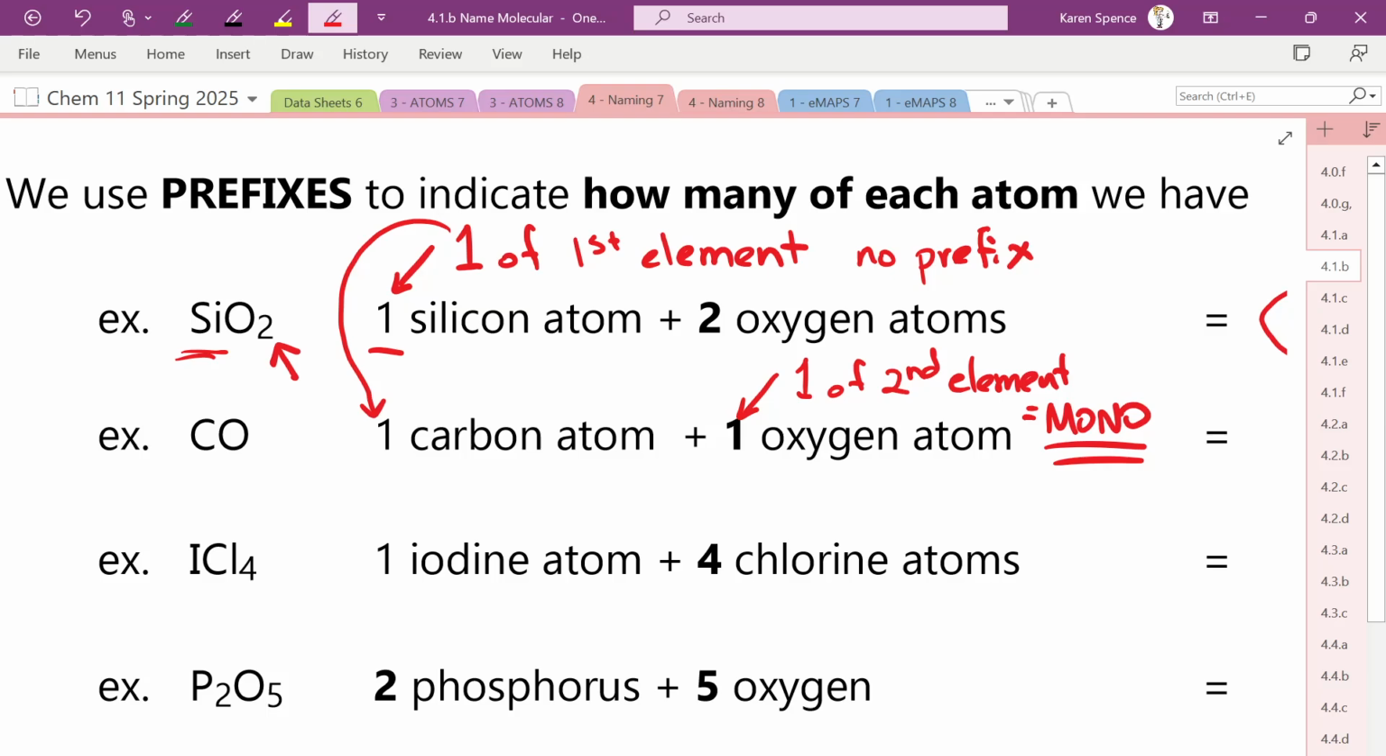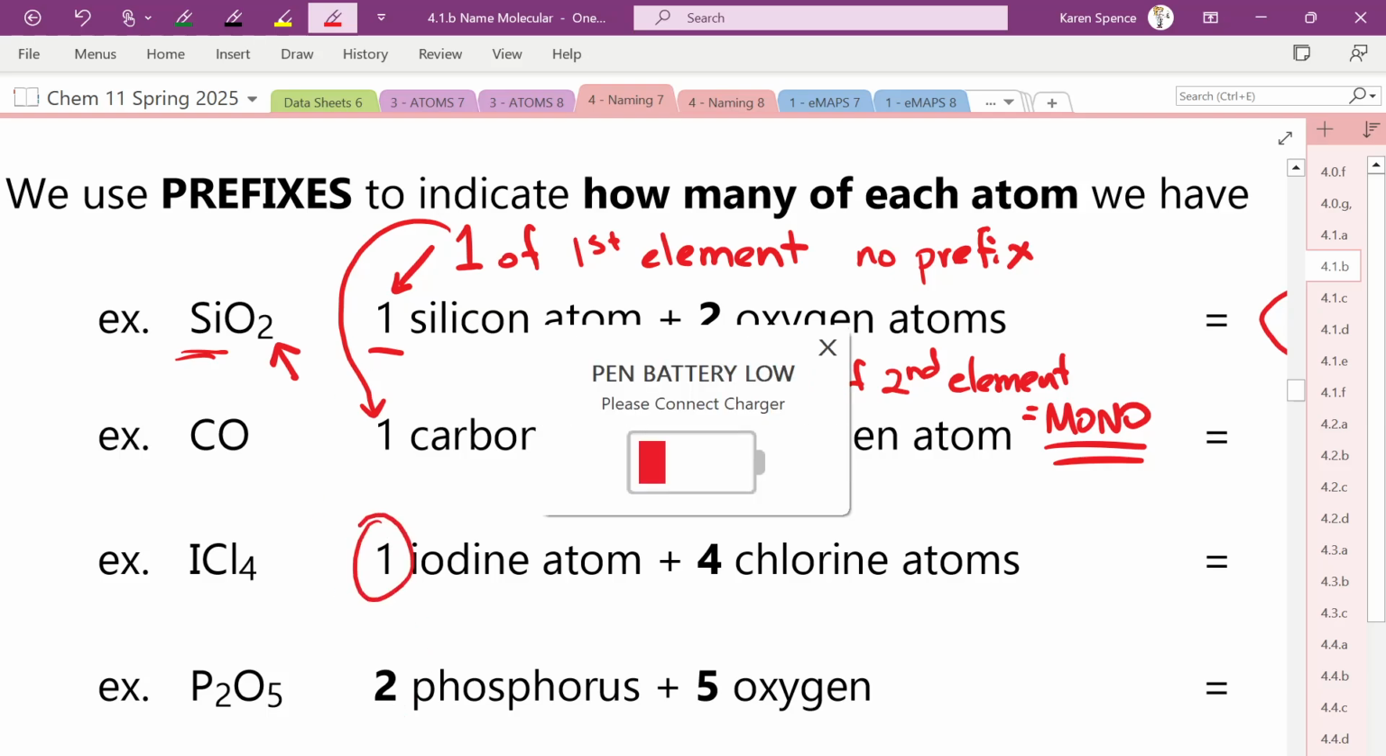All right. Iodine. 4 chlorines. This is on the first word.